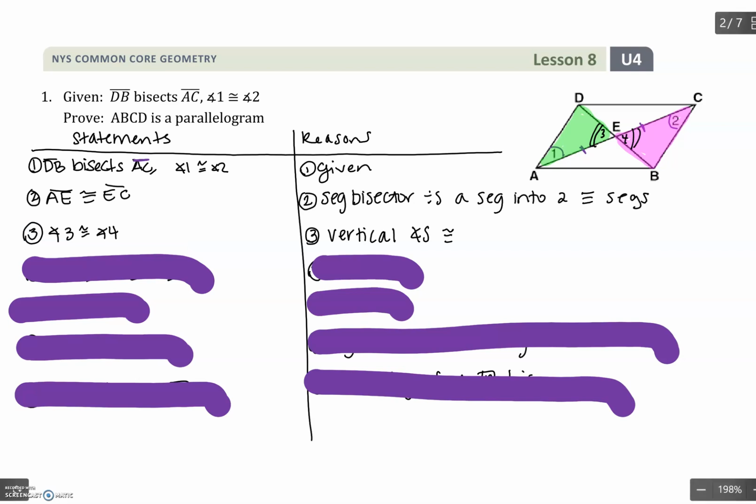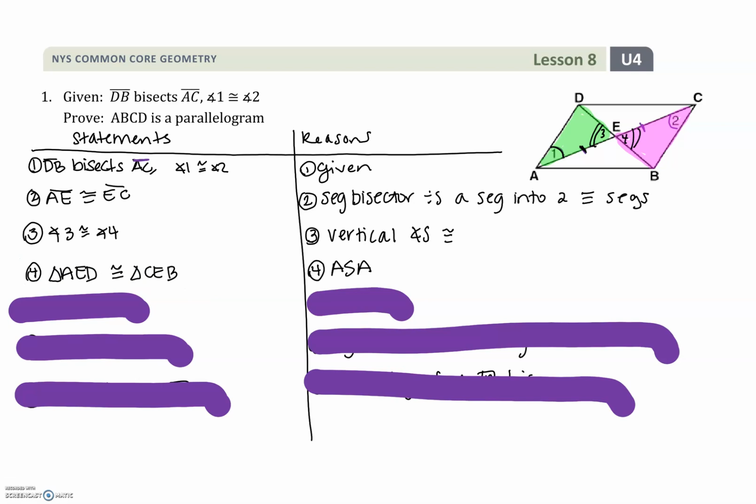And now looking at my pictures, I have 2 angles and the side that joins them. So that's angle, side, angle. Remember that that always proves that triangles are congruent to one another. The only thing that can ever come after angle, side, angle is CPCTC. Now here's where it starts to get a little more elaborate.